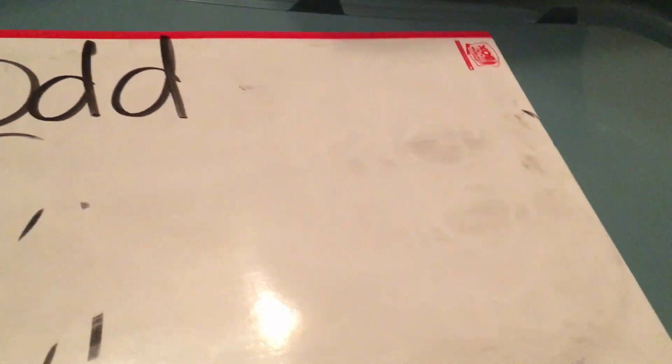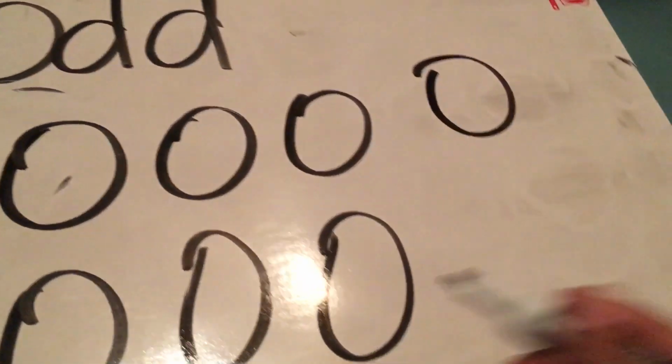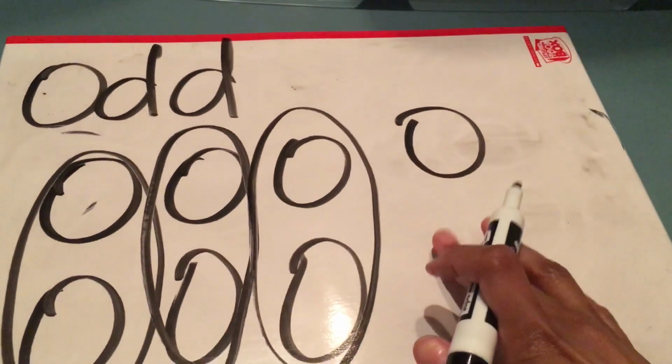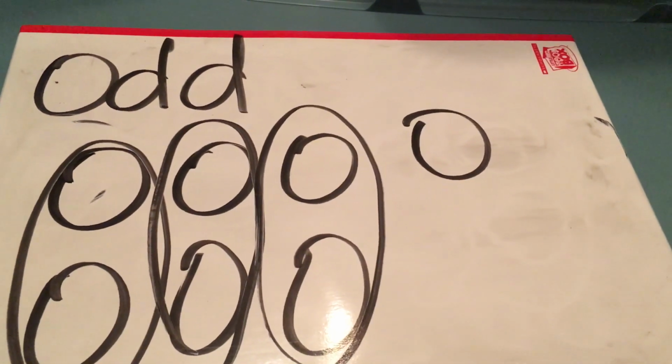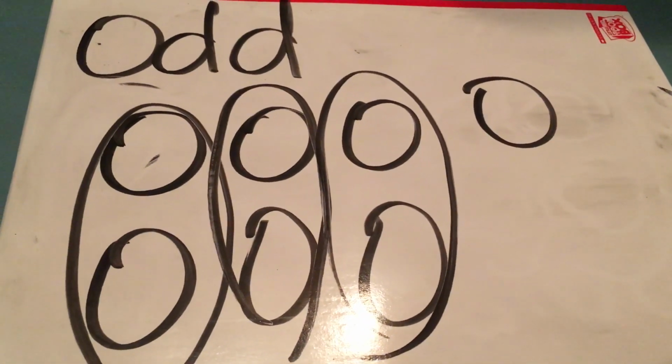All right, let's try another number. This time we're gonna try 7. 1, 2, 3, 4, 5, 6, 7. Loop the pairs. Look at that. It's hanging out oddly by itself. So that means that 7 is an odd number.